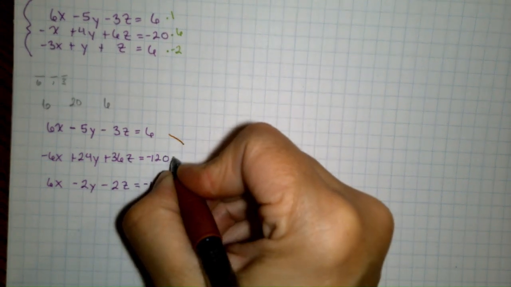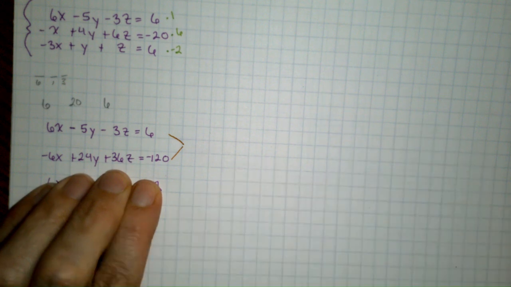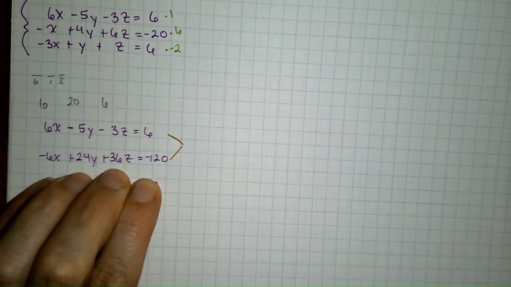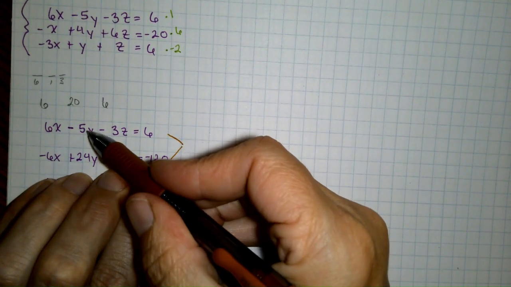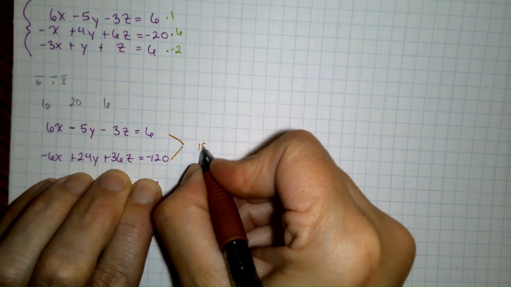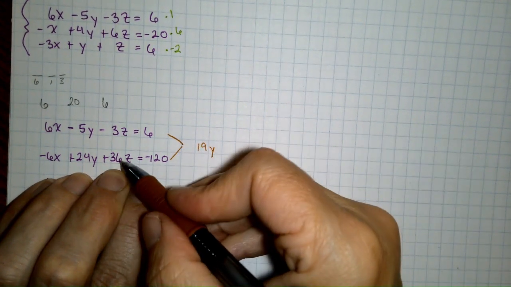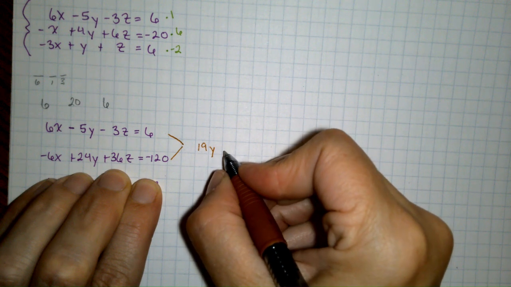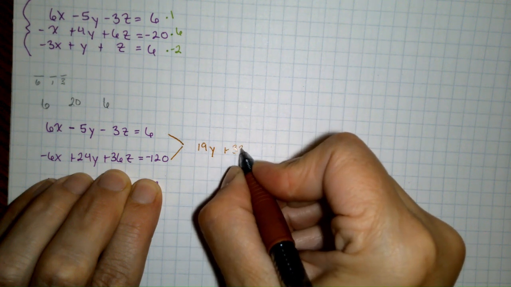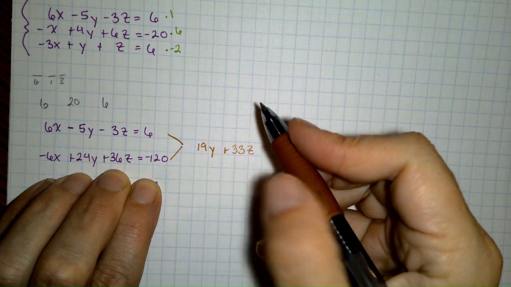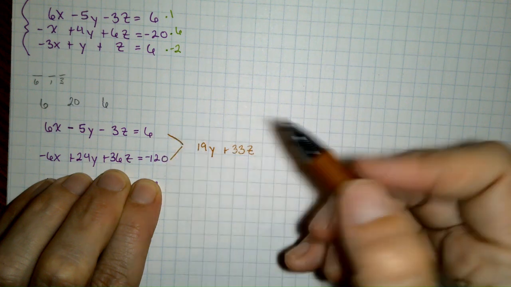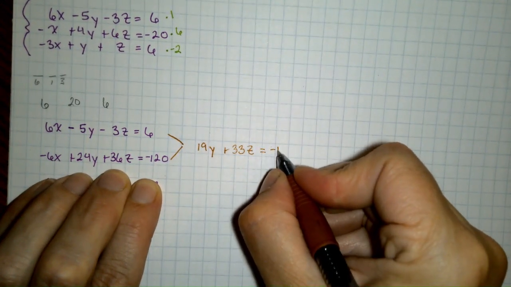So we're going to combine the top and the middle. So 6x and minus 6x, they cancel out. 24y and minus 5y make 19y. 36z and minus 3z is 33z. And negative 120 with positive 6 adds to negative 114.